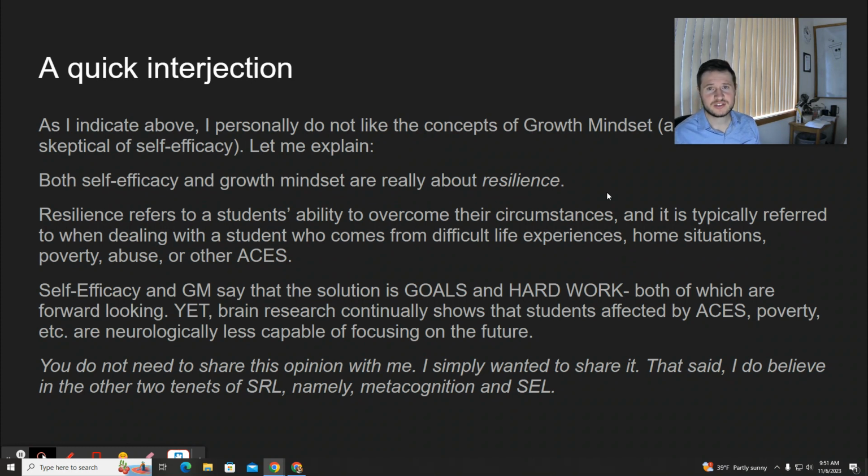So they both say that the solution is that goals and hard work can overcome any situation. This is where my struggle comes from. The growth mindset is so focused on this forward-looking perspective on life. You know what? I'm not going to let anything hold me back because I can do it. I can overcome it. My challenges, they don't matter because I'm going places.